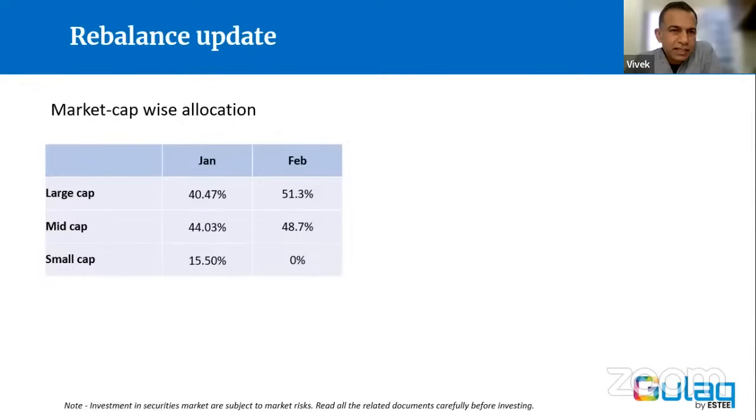Yeah, so this has been the change in terms of market cap allocation. And this is a trend we are seeing from even last month, from December to Jan, we have increased our large cap allocation. And even from Jan to Feb, this has increased further from about 40 to 50%. And same increase in mid cap, and our small cap allocation is now zero.